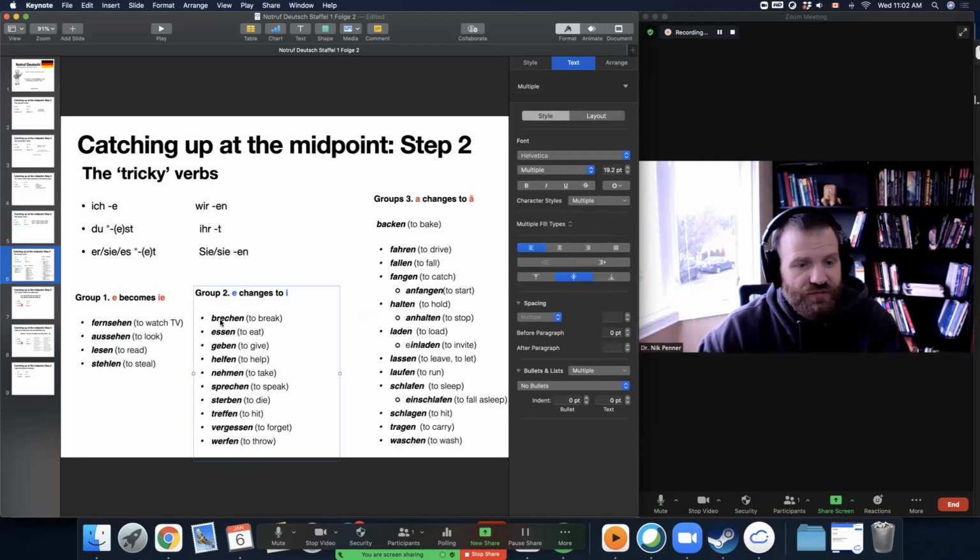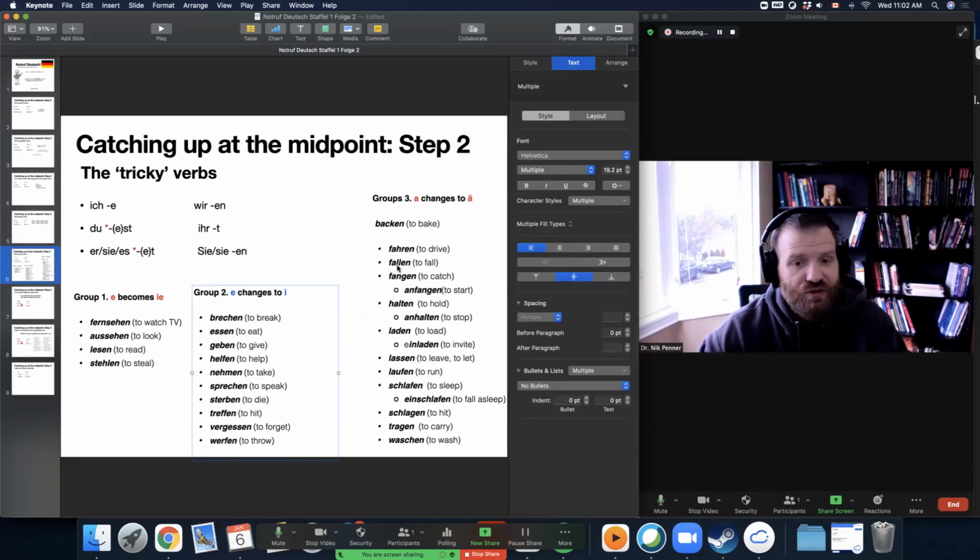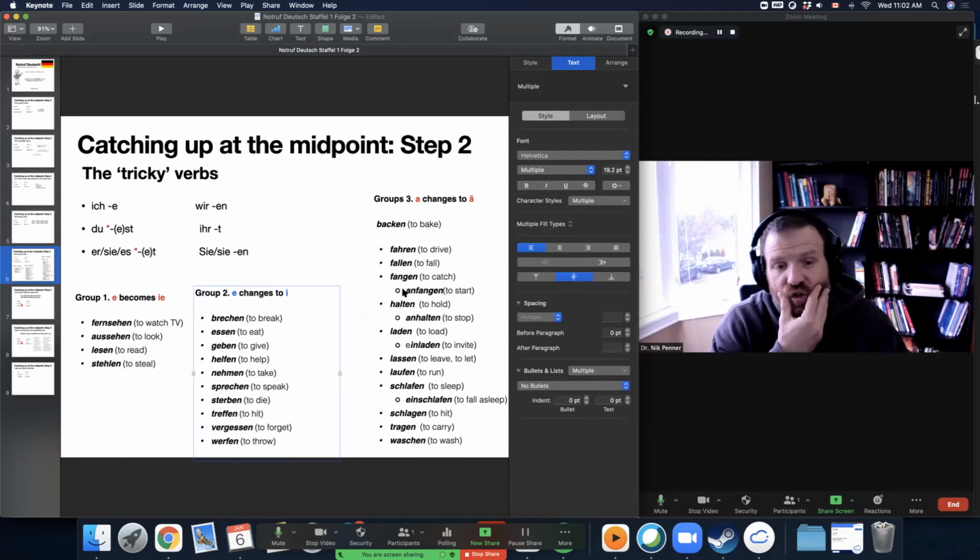The second group, like geben, A changes to E, ich breche, du brichst, ich esse, du isst, ich gebe, du gibst, ich helfe, du hilfst, ich nehme, du nimmst, ich spreche, du sprichst, and so on. And the third group, A changes to A umlaut, ich backe, du bäckst, ich fahre, du fährst, ich falle, du fällst, ich fange, du fängst, and so on.